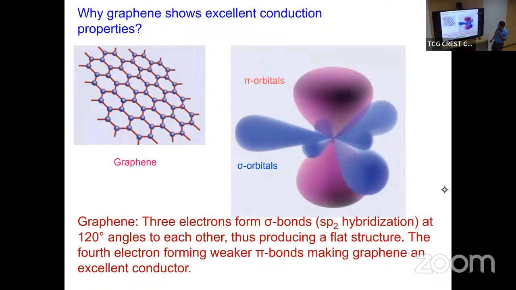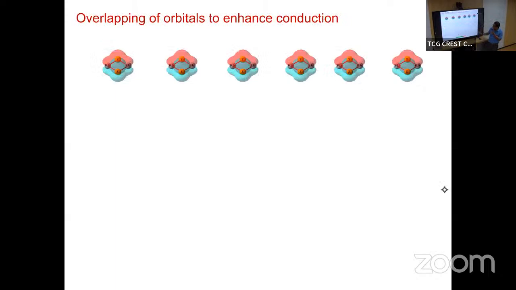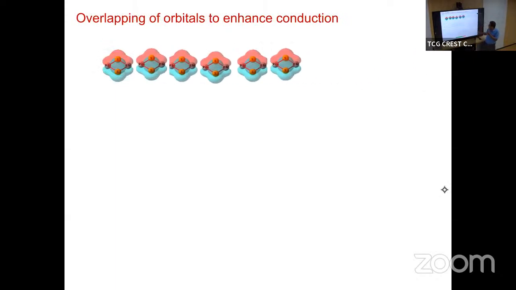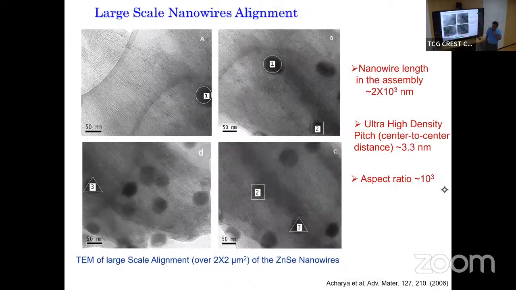Graphene has four valence electrons, right? Three of them form the sigma bond. One forms the weaker pi bond, making graphene a very good conductor. In order to find out whether such a possibility exists in our two-dimensional semiconductor sheet, we have also calculated the different orbitals' charge distribution, and we found that some of these orbitals give continuous charge distribution above and below the nodal plane. So what will happen if these overlap together? This overlapping will lead to a continuous charge distribution, which can show enhanced conductivity. So this is the reason for the enhanced conductivity.